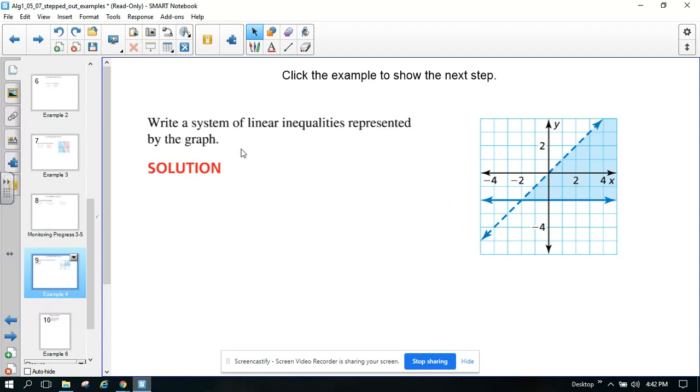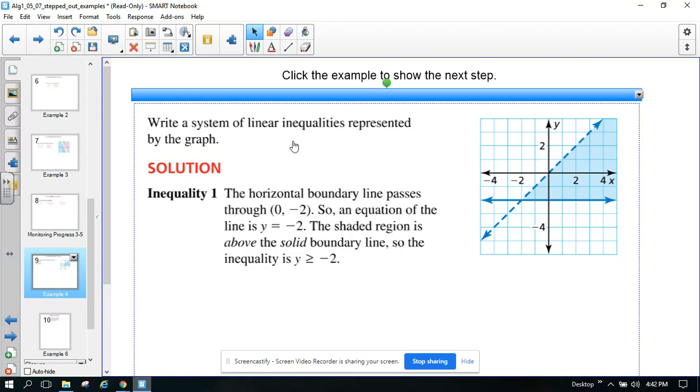This one says write a system of linear inequalities represented by the graph. So this is going to be just a little bit different, right? Because you are going to have a line, so I'm going to have to figure out what this line is. As I look at this dashed line, I can see that the slope is up 1 over 1, up 2 over 2. So I can see that the line is y equals x.